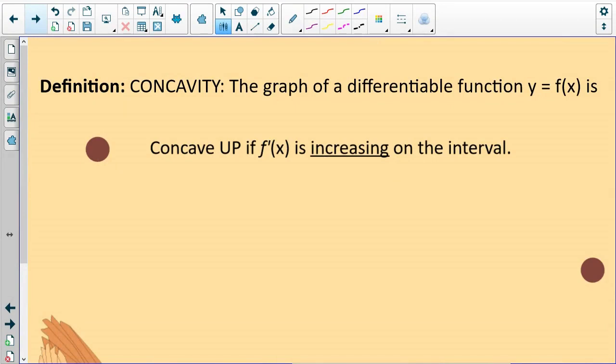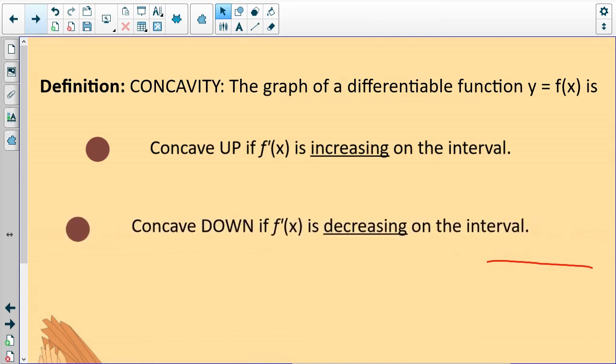Concavity. The graph of a differentiable function, y equals f of x, is concave up if f prime of x is increasing on the interval. Sorry, forgot to put the pen down. And concave down if f prime is decreasing on the interval.